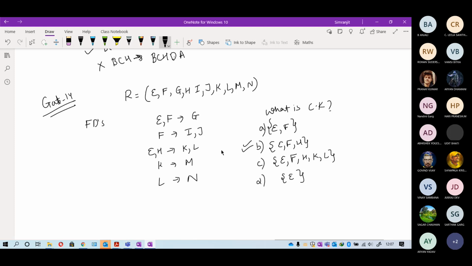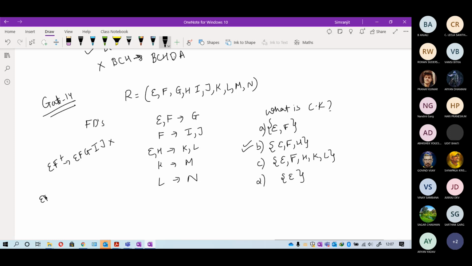Okay. So now how you extract it? Again, go with the already given option. You take the closure of it. Okay. So if I take EF plus, I will get EFG. Now what is F? F is there, so I can get IJ from here. Is there EH present? EH is not present, so you cannot get KL. So K is present there? No. L is present there? No. So you cannot get more than that. So that is not the whole table.